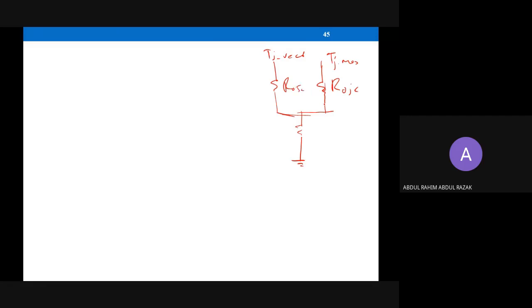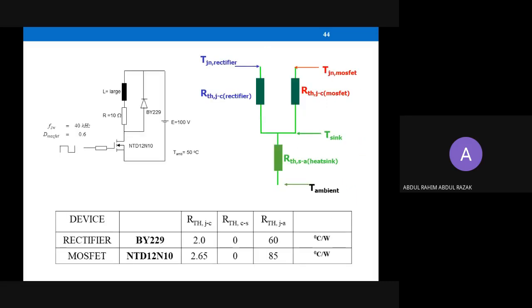Here you should have R thermal CS, but when we apply this kind of device, which is directly attached, it means that your device is attached directly to the heatsink. Direct attachment means that you don't put any kind of solder paste in between your heatsink and your device. It is attached directly because we are putting the device of an SMD part. You can see that here.